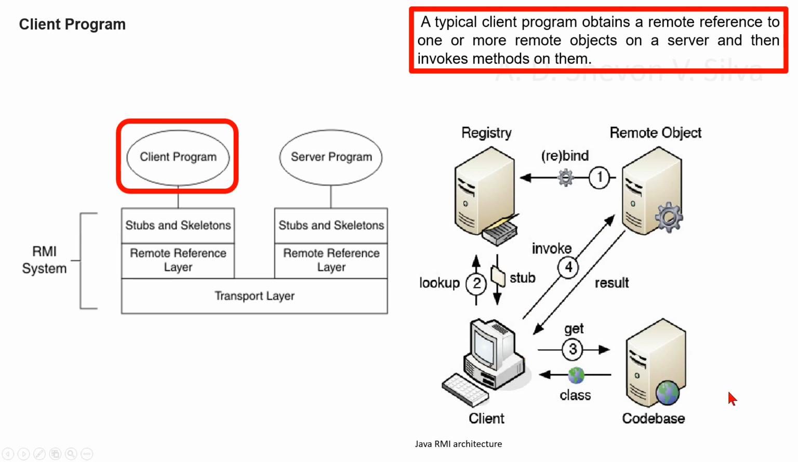The standard RMI registry requires the remote server object and the RMI registry to be collocated on the same machine. For clients to be able to contact the registry, this machine must be publicly reachable. The same applies to the code base, which must reside on a publicly reachable HTTP server.